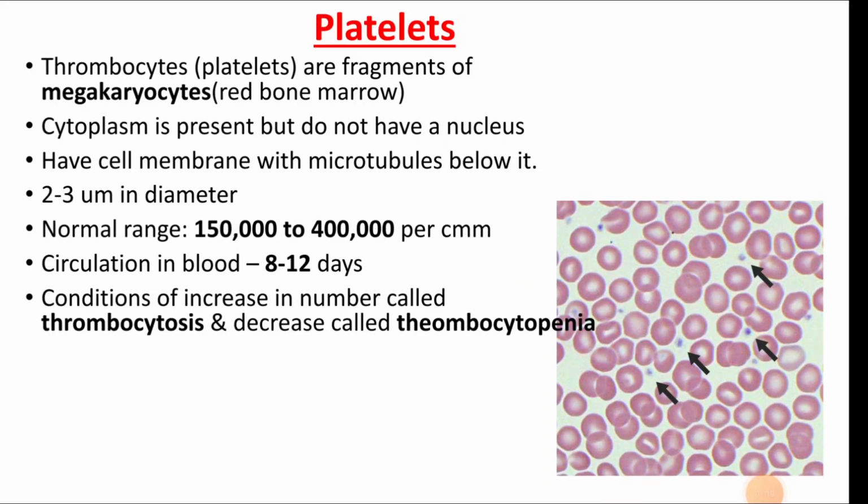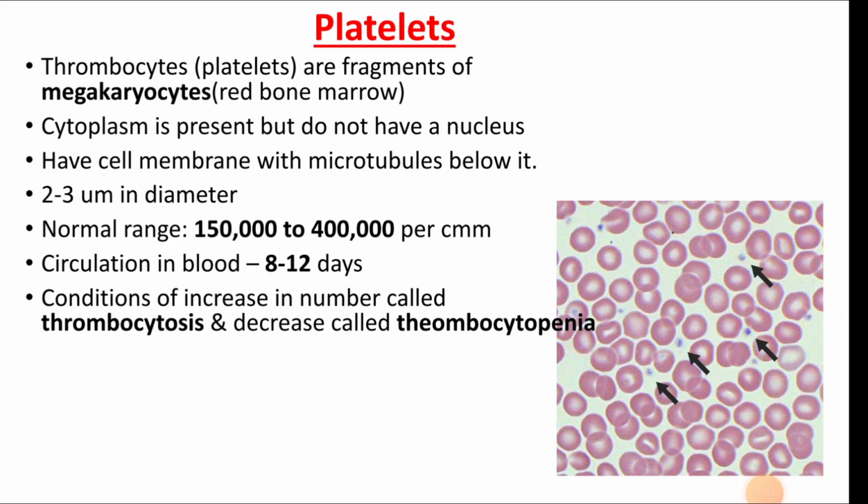Then platelets. These are also called thrombocytes. Thrombocytes are the fragments of megakaryocytes. That means the platelets are derived from the megakaryocytes from the bone marrow. The cytoplasm is present but they do not have a nucleus. They have cell membrane with microtubules below it. These are 2 to 3 micrometer in diameter.